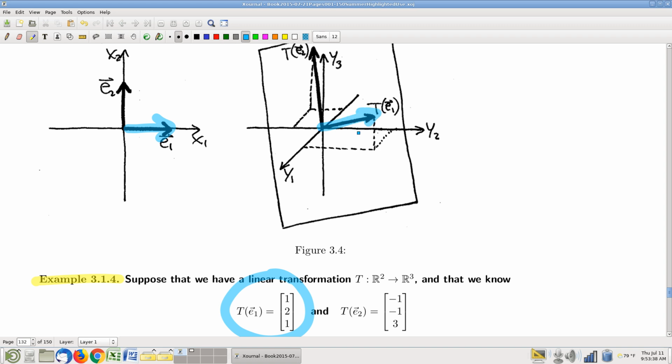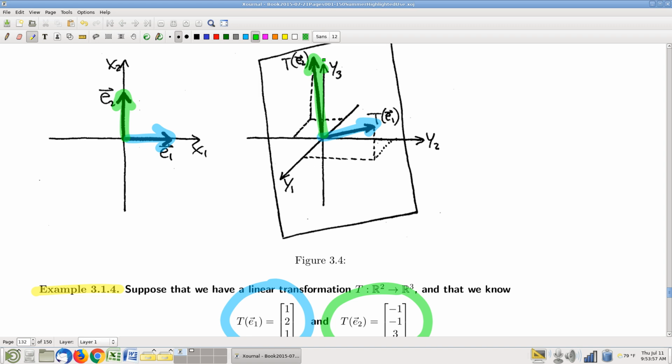Right, and I've used these dotted lines just for scale purposes, to make it look like you can see that that's (1, 2, 1). Okay. And suppose I also know that E2 has as its image (-1, -1, 3), which again, with the dotted lines, I'm using that vector to represent. Okay, so those two images are given.